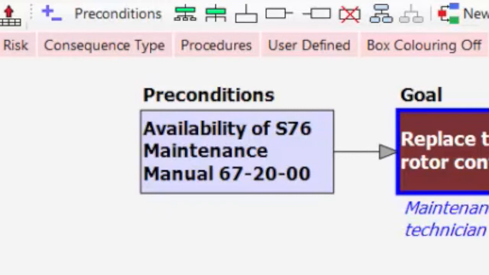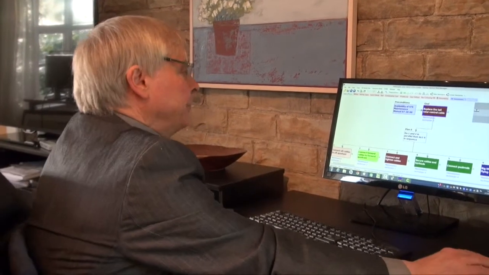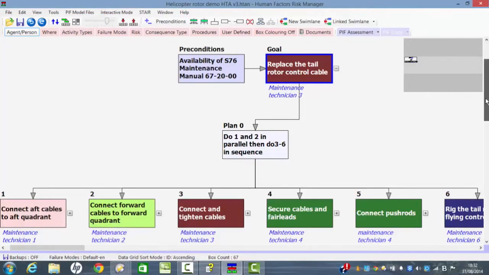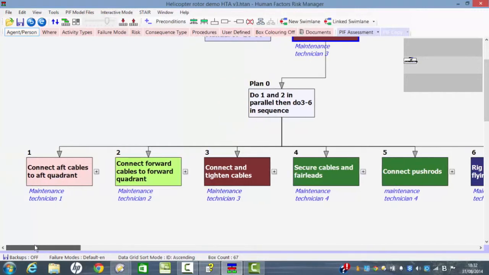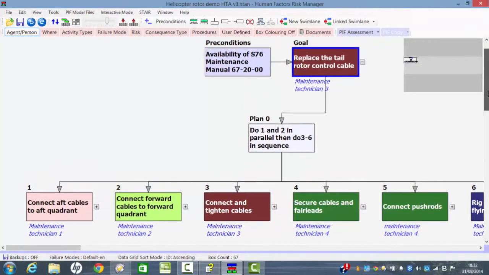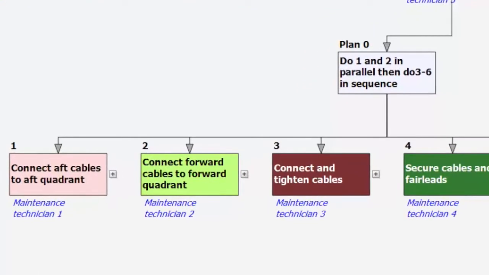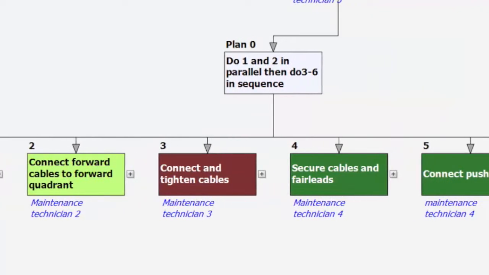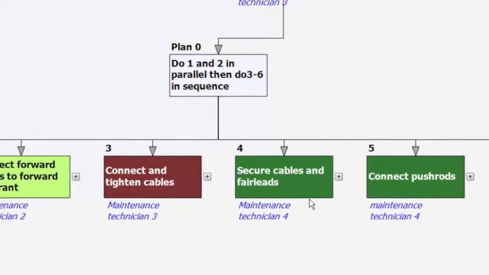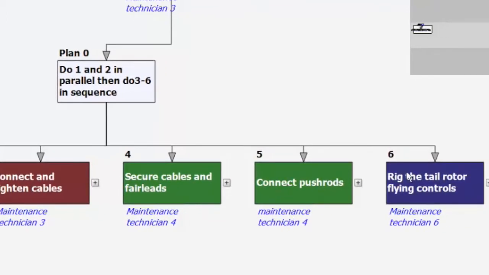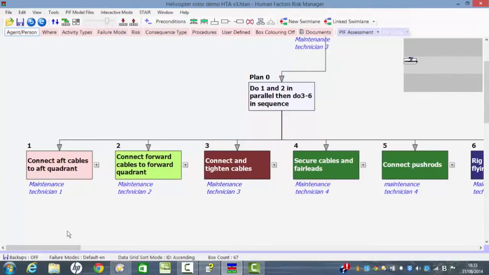Everything that appears in the preconditions box is essentially a given and is not going to be subjected to a detailed risk analysis. The next thing that we do is develop the top level of the analysis. The top level represents the main subtasks that have to be performed in order for the overall task to be performed. In order to replace the tail rotor control cable, there are a number of subtasks. The first one is connecting the aft cables to the aft quadrant, then connecting the forward cables to the forward quadrant, connecting and tightening the cables, securing the cables and fair leads, connecting the push rods, and rigging up the tail rotor flying controls.